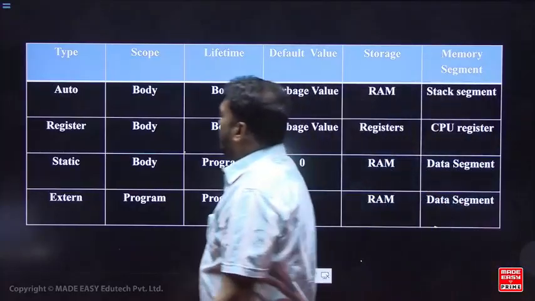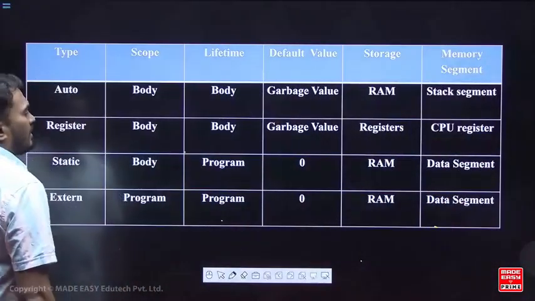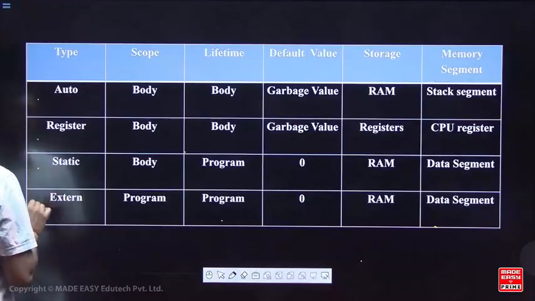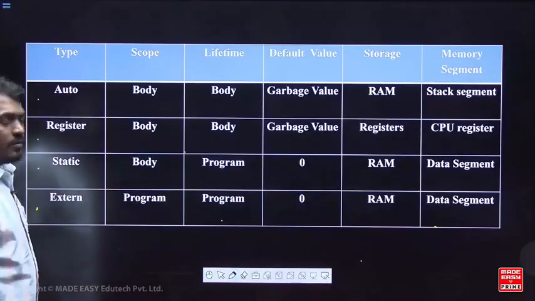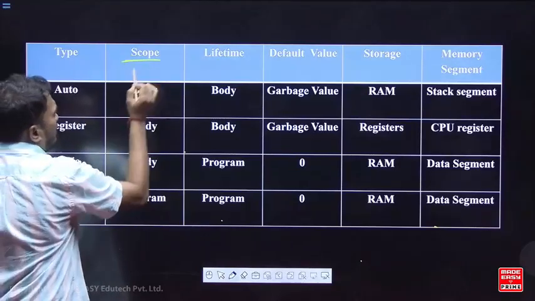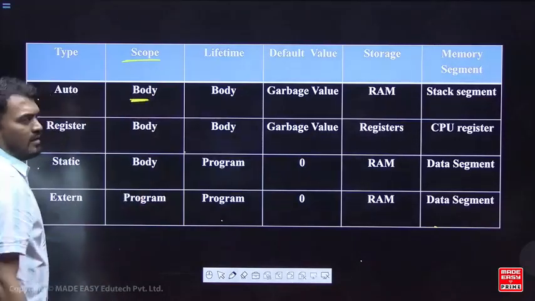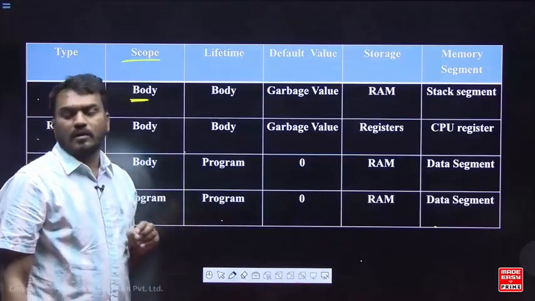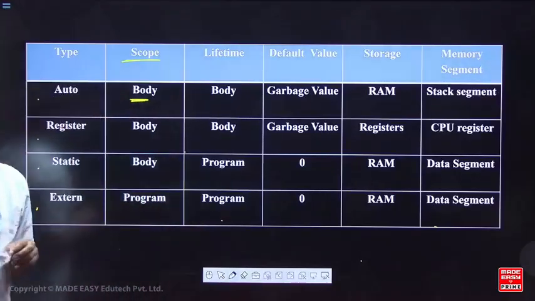Okay, now we are having the 4 types of storage classes. One is the auto storage class, register, static and external. So just listen carefully. Auto storage class scope is what? Scope is within the body, and the lifetime also what? Within the body. Listen carefully.